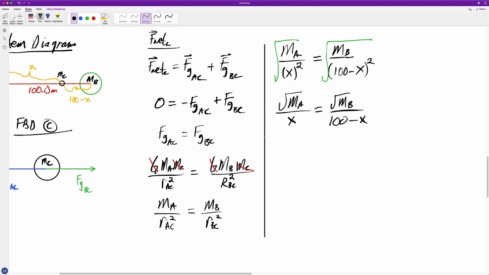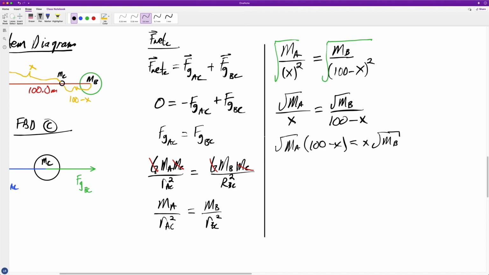Now we still have to do some algebra because we have our X factors, I should say, and they are located currently in the denominator. So we have to, first of all, get rid of our fractions. How am I going to do that? I'm going to cross multiply. So I end up getting the square root of MA bracket 100 minus X is equal to X times the square root of MB. And then I'm going to use the distributive property.